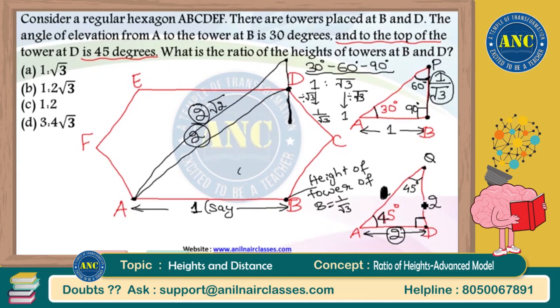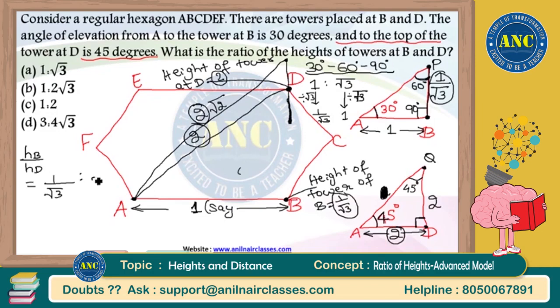which is placed at point D, that is nothing but 2 units. This is nothing but 1 by √3, and this is nothing but 2. They are asking you the ratio of height of towers at B and D. HB divided by HD is nothing but 1 by √3 divided by 2, or 1 is to 2√3 should be the answer, which is option B.